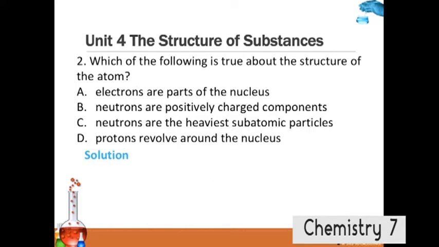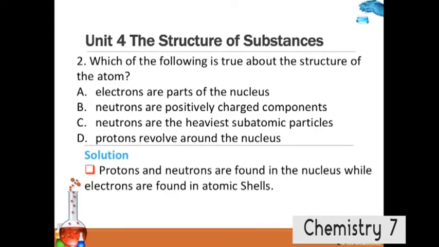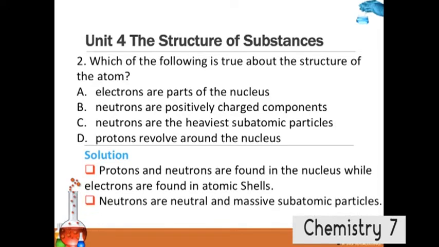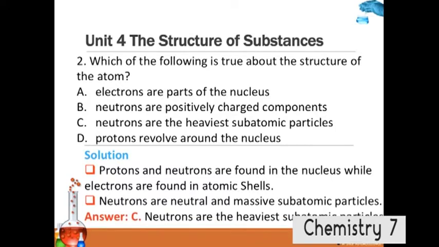Which of the following is true about the structure of the atom? Electrons are parts of the nucleus. Neutrons are positively charged components. Neutrons are the heaviest subatomic particles. Protons revolve around the nucleus. Protons and neutrons are found in the nucleus while electrons are found in the atomic shells. Neutrons are neutral and massive subatomic particles. The answer is C. Neutrons are the heaviest subatomic particles.